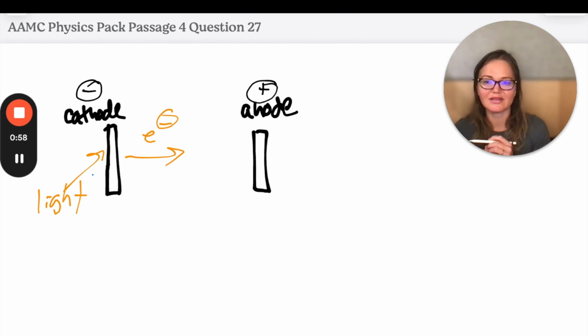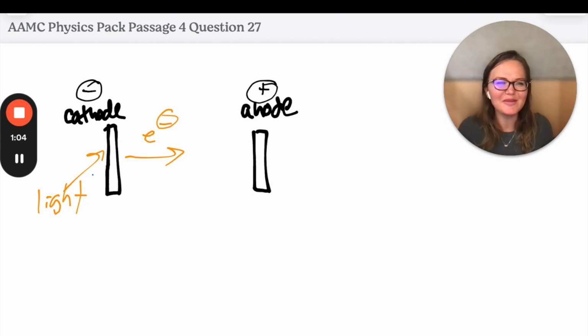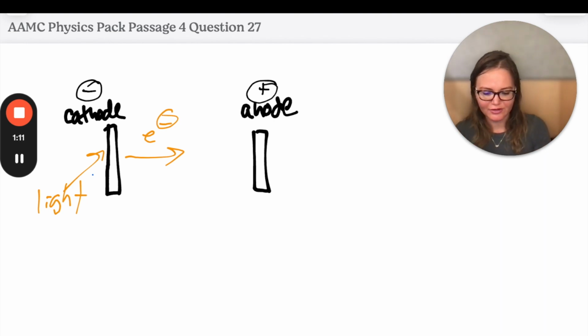Now, how are those electrons going to travel from my cathode to the anode? Are they going to experience an acceleration? Is it going to be constant? Are they going to stay still? Are they not going to move? Like, what's going to happen to them? The question is asking. Well, let's go back and think about what's going on with our electric field here.